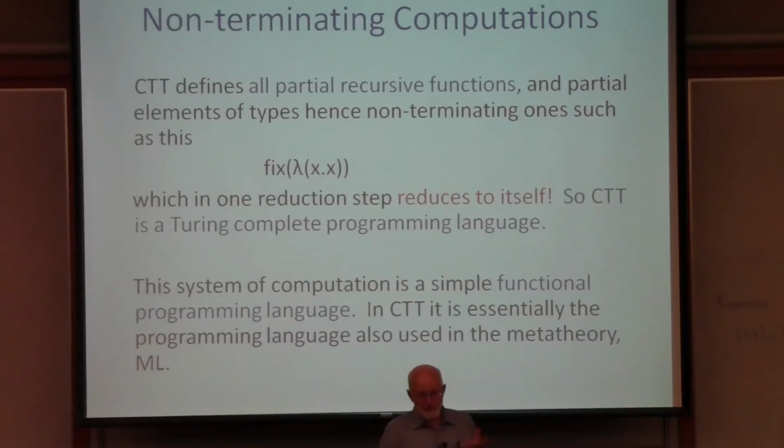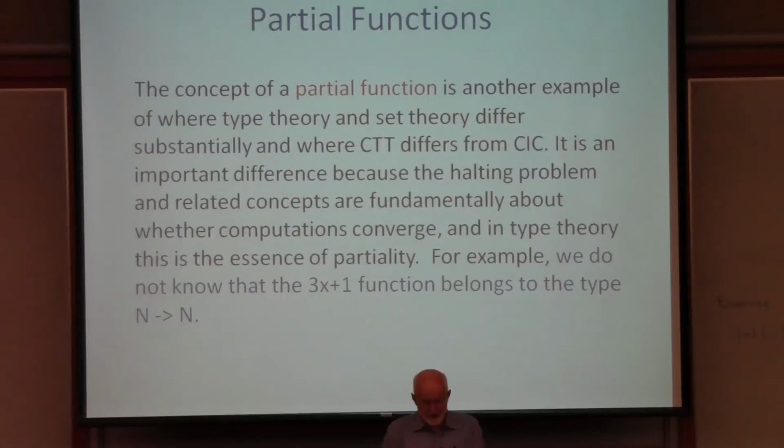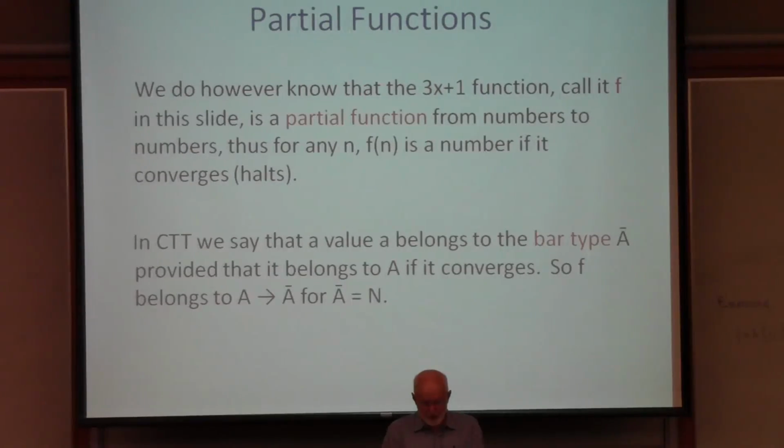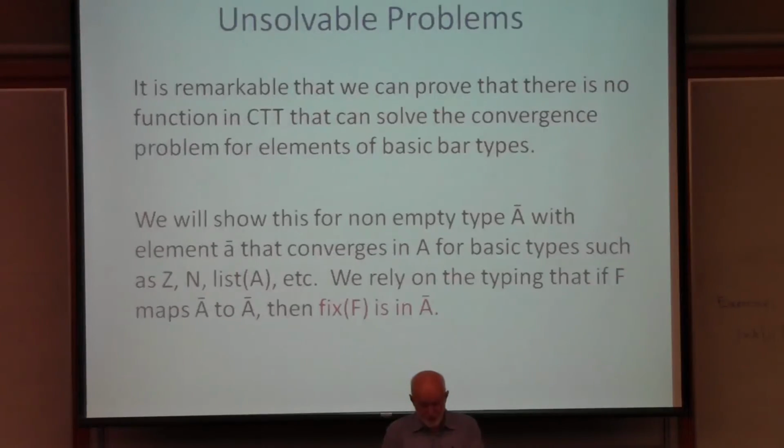Now, how do you get a non-defined object? If you take fix of the identity function, what do you get? A diverging term, right? So that's our diverging term. That's bottom. Now here comes the simplest argument in the world, that this is all just partial functions. You guys know all this.